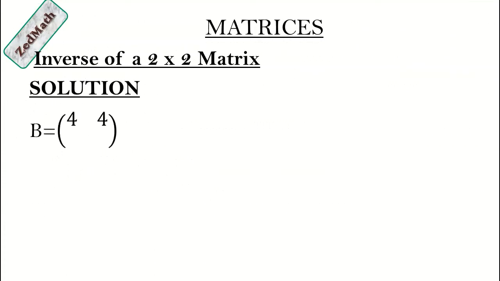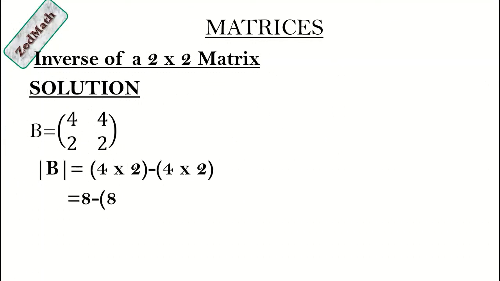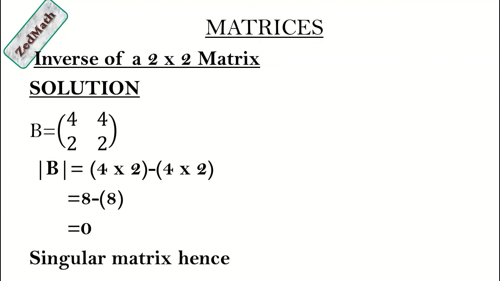So here is the solution. We first find the determinant of B, which is 4 by 2 minus 4 by 2, which gives us 8 minus 8, and 0. So a matrix with 0 determinant is a singular matrix, and it has no inverse. If you try to get the inverse of a matrix that has 0 determinant, you're going to find out that you end up with something undeterminable.